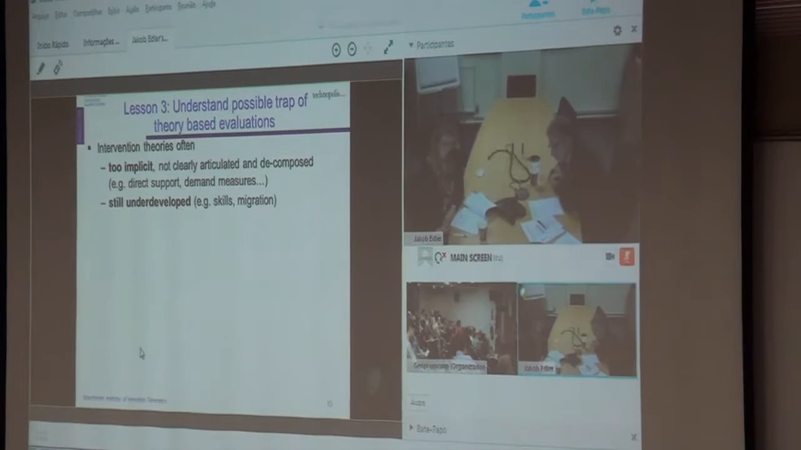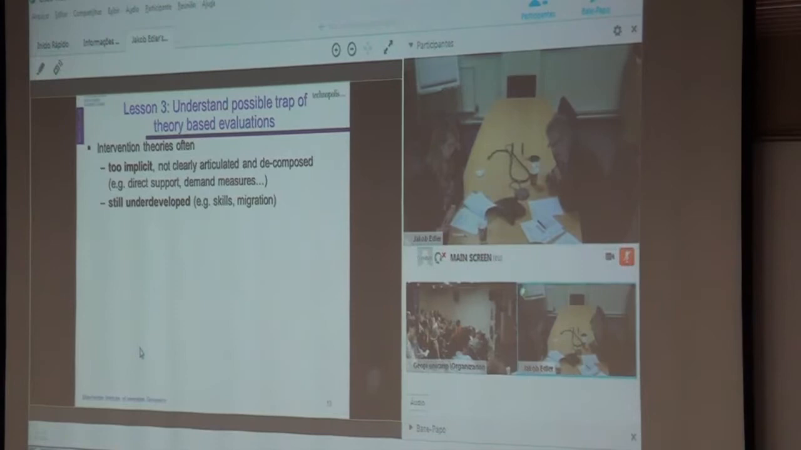We try to define all kinds of effects of skills and migration policies without understanding theoretically the linkages between skills and migration and innovation at the end. So we have a bit of an artificial effect almost without understanding mechanisms.